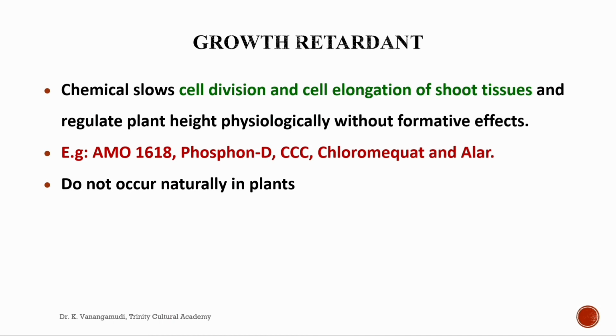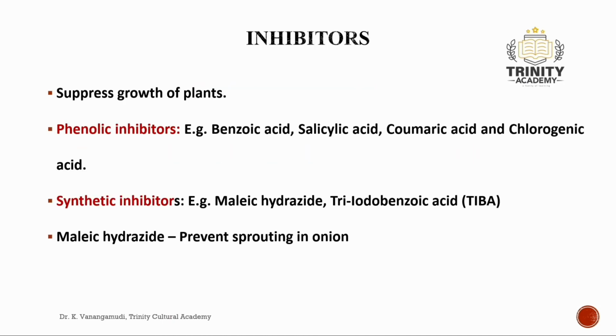Any chemical which suppresses the growth of plants are called as inhibitors. There are two types as phenolic and synthetic. Examples of phenolic is benzoic acid, salicylic acid, coumaric acid and chlorogenic acid, while synthetic inhibitors examples are maleic hydrazide and triiodobenzoic acid, in short TIBA. Maleic hydrazide plays a very important role in prevention of sprouting of onion.